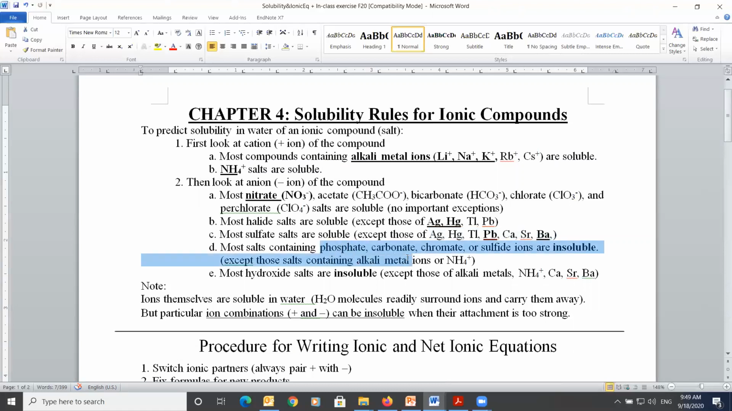Most other ions like phosphate, carbonate, chromate, sulfide, are insoluble. Of course, there are some exceptions, because we talked about that. All the alkali metal ions and ammonium are soluble. So even if these are insoluble, when they combine with these two groups, they become soluble. Hydroxide salts are also insoluble. Again, these are soluble, and these are also exceptions.